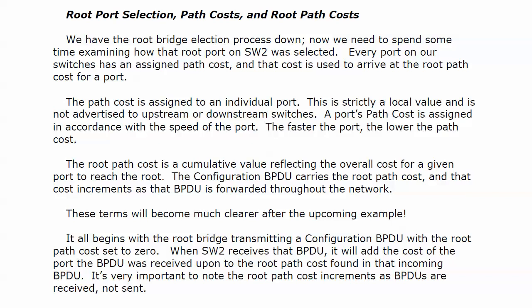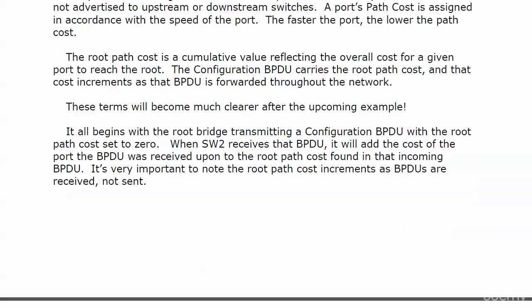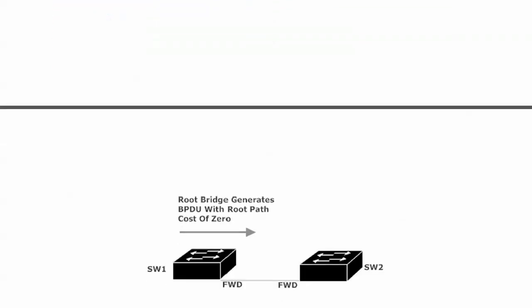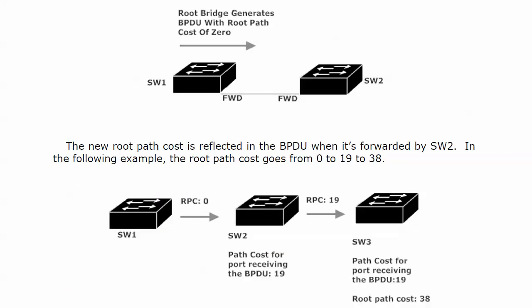In this particular example, and again, I'll bring the walkthrough up in a moment, our root bridge generates a BPDU with a root path cost of 0. Remember, it's only the root bridge that generates the BPDU. That's why I was being so hard-headed about that earlier, kind of hitting you over the head with it a little bit, because it's important to remember that when the root bridge generates that BPDU, it does have a root path cost of 0.